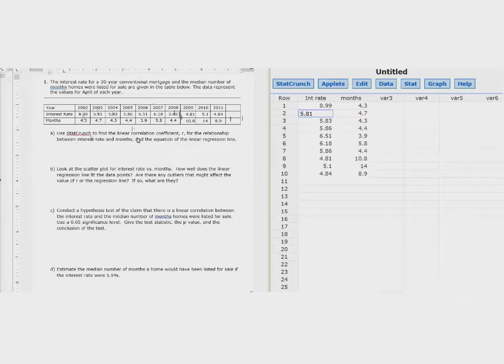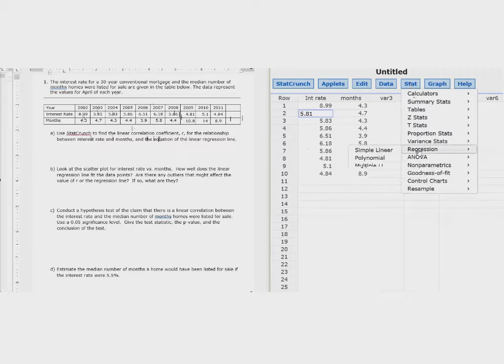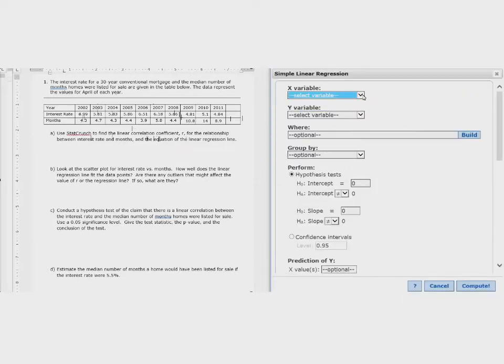So in this first part, where it asks you to find the linear correlation coefficient, what we're going to do in StatCrunch is the linear regression procedure, and that will give us the correlation coefficient. So I'm going down to regression, simple linear, and for my x, I'm going to put in interest rate, and for my y, I'm going to put in months. And if you're in MyMathLab and it's letting you open things in StatCrunch, it'll already have the column headings there for you.